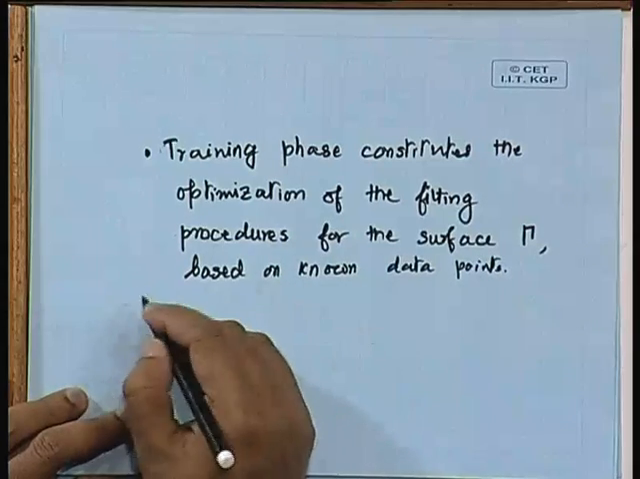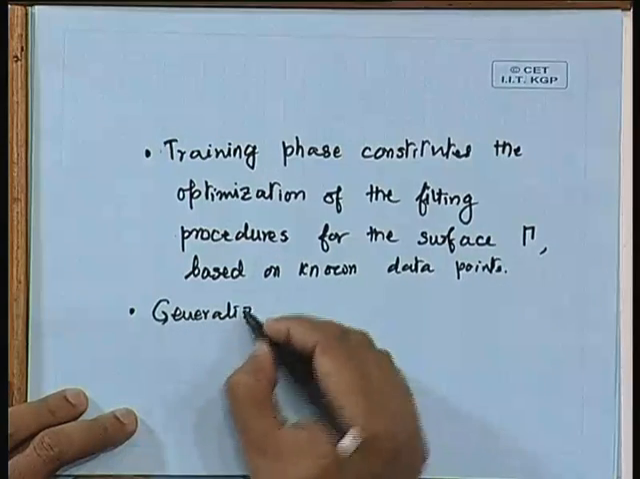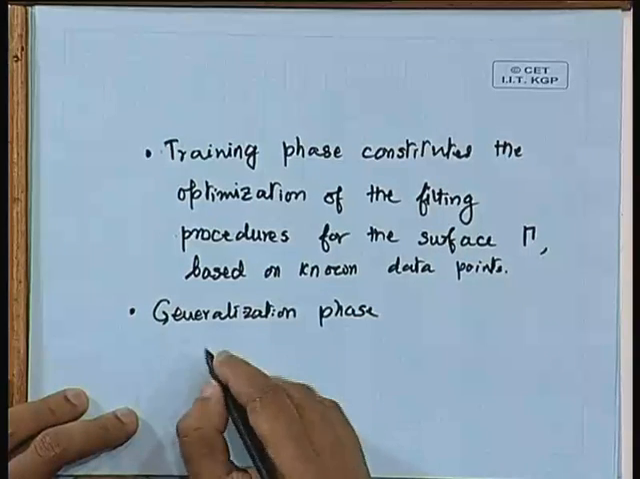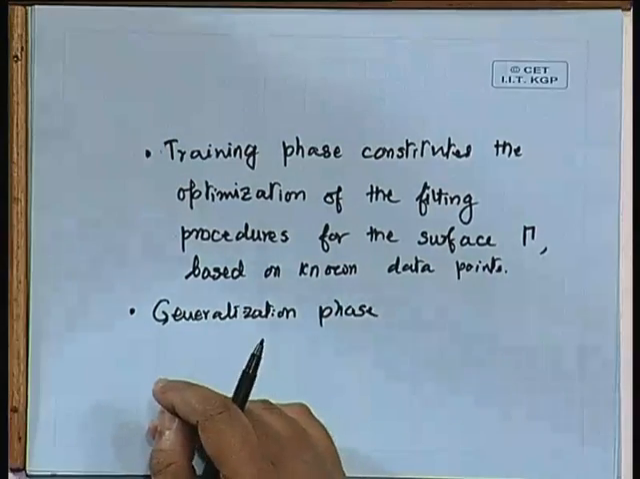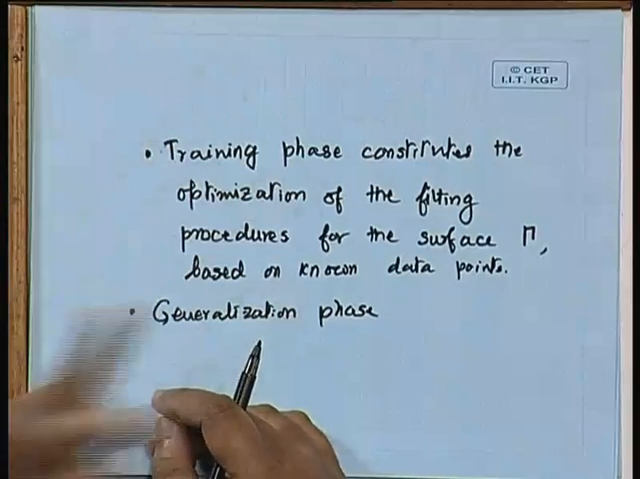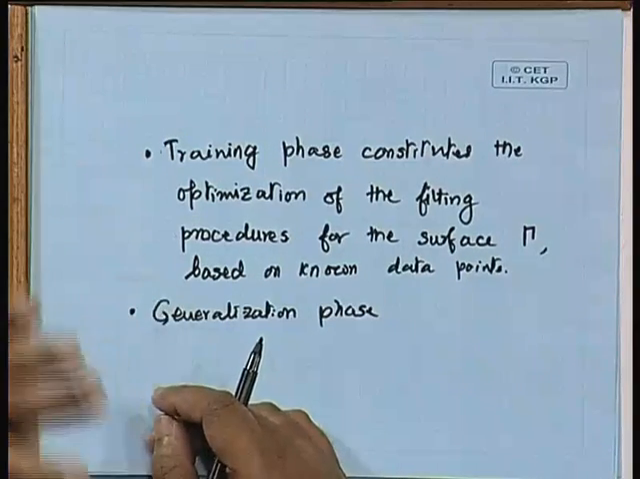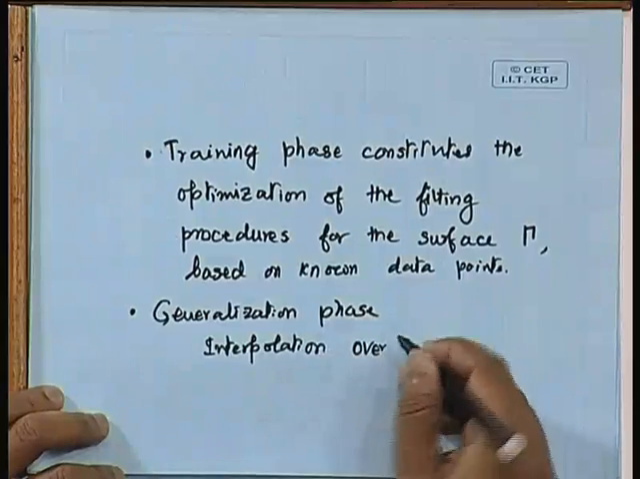And then the second thing is that the generalization phase can be looked upon as an interpolation between the data points performed over a constraint surface. Why are we calling that a constraint surface? Because we are feeding the known data points. Feeding the known data points means that your surface has to always pass through these known data points. So, it is becoming a constraint surface. So, in the generalization phase, it is the interpolation between the data points, interpolation over a constraint surface.